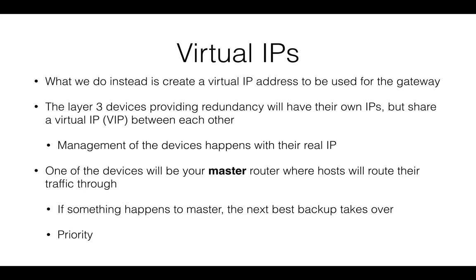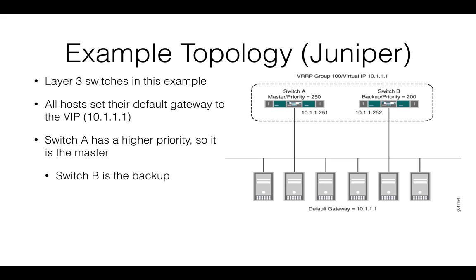The priority values that you set up on the routers range from 0 to 255, with the higher number being the more likely one to have the master status. So a router with a priority of 255 would almost always be your master router. Anything lower would be designated as backup routers. We'll talk about that a little bit more.